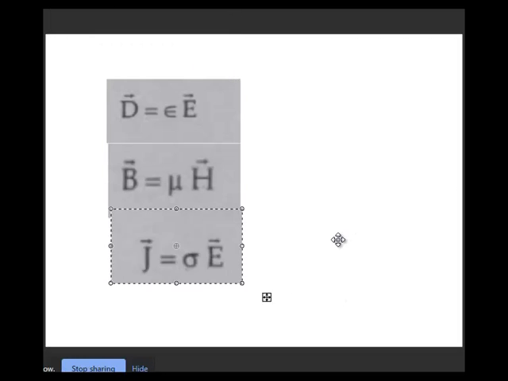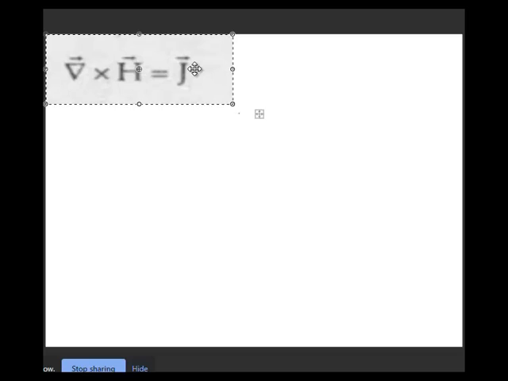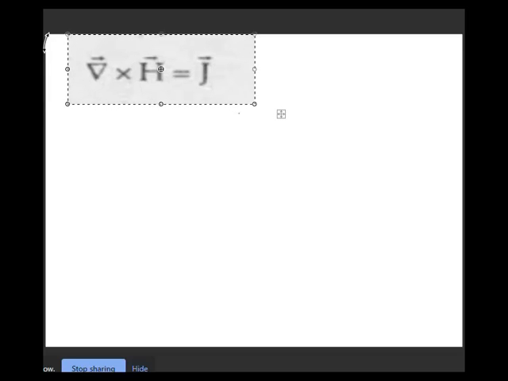Then we will see whether the first expression of Maxwell is eligible for time varying field also or not. So the Maxwell equation in differential form is del cross H equals J. This is the first expression. So we will start with that equation, and we will verify whether that expression is valid for time varying fields or not.